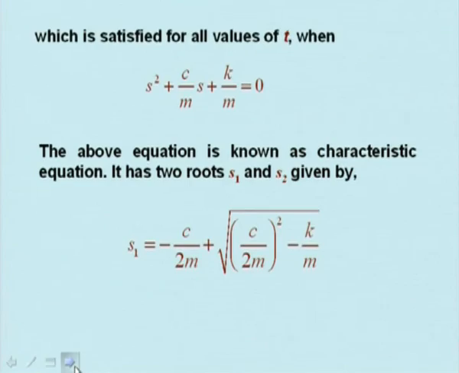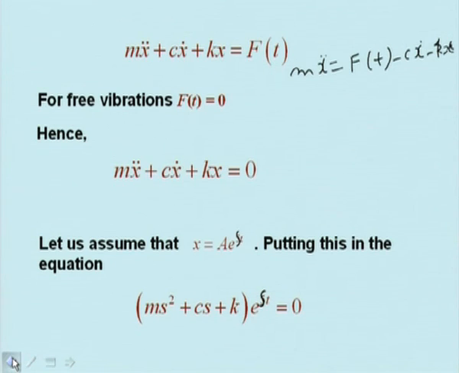This equation is satisfied for all values of t when s square plus c by m s plus k by m is equal to 0. Otherwise, because e to the power st cannot be 0, except when t becomes minus infinity, this must be equal to 0.